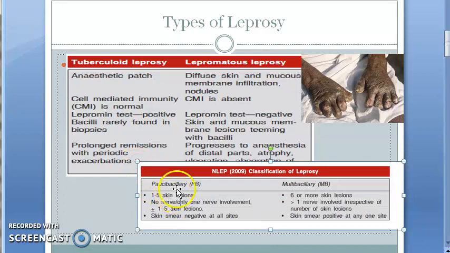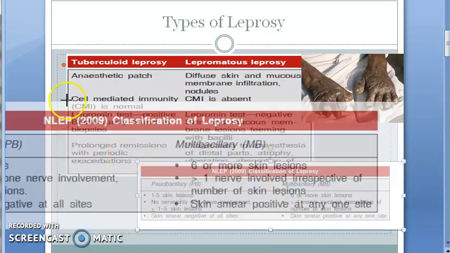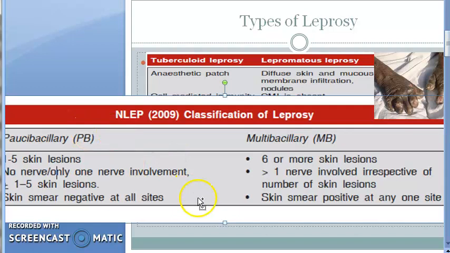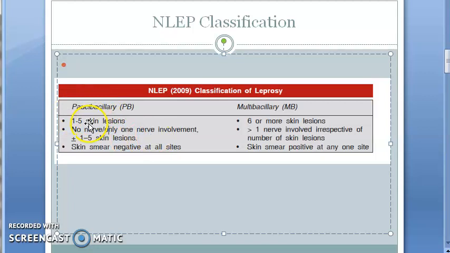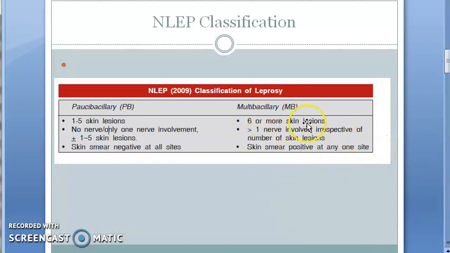Then there is one more classification here called NLEP classification. In this they are classifying it as paucibacillary and multibacillary. So in paucibacillary there will be 1 to 5 skin lesions. In multibacillary there will be more skin lesions, more than one nerve will be involved, and there will be a positive skin smear.